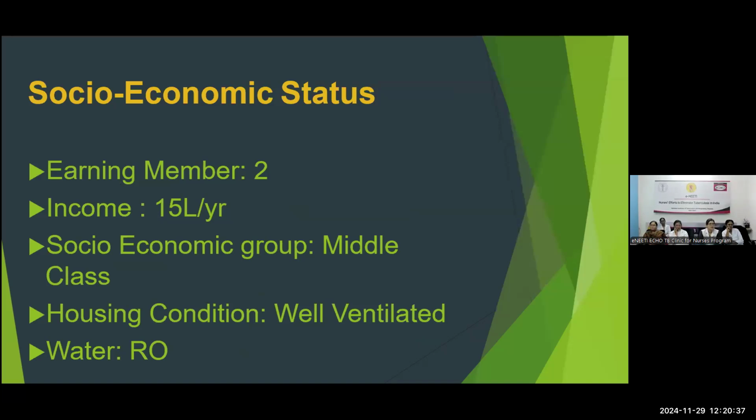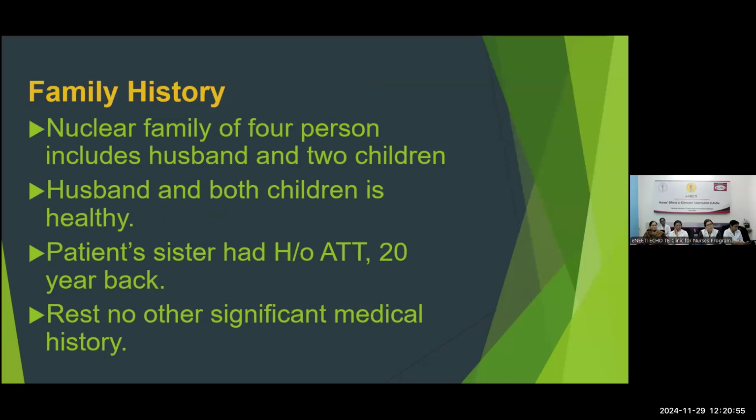Socioeconomic status: she belongs to a very good family. There are 2 earning members in her family. Income is 15 to 20 lakh per annum. Socioeconomic class: she belongs to the upper middle class. Housing conditions: she lives in a well ventilated house and she is taking RO water, purified water.